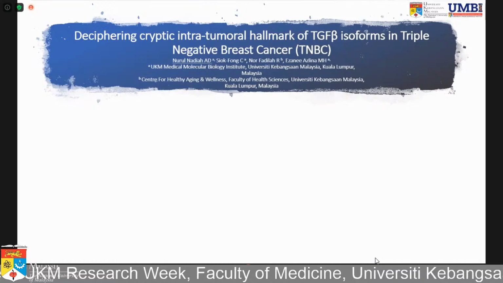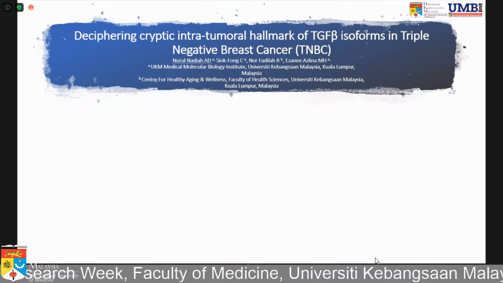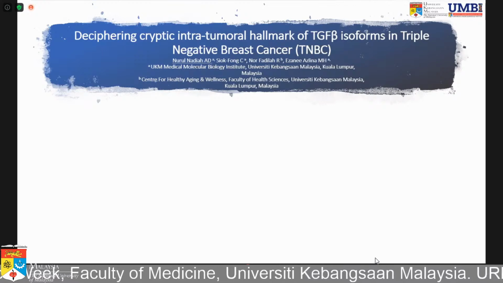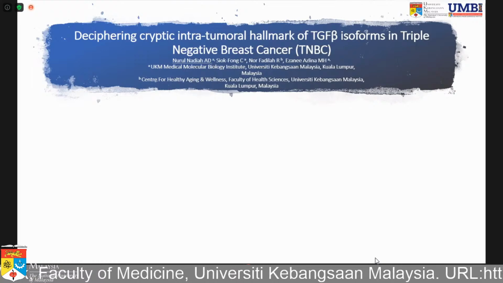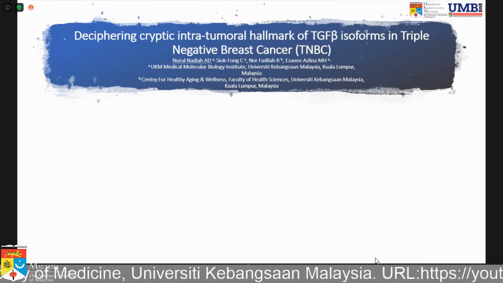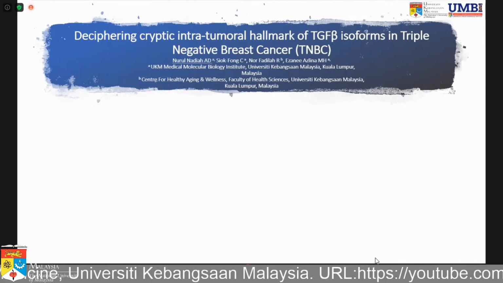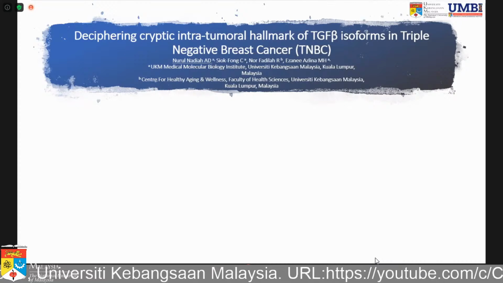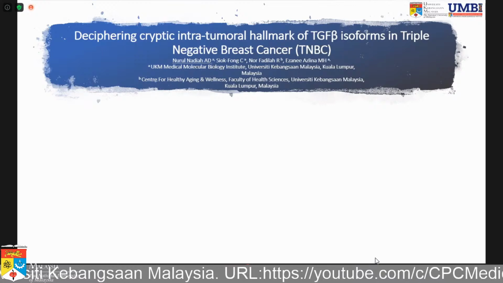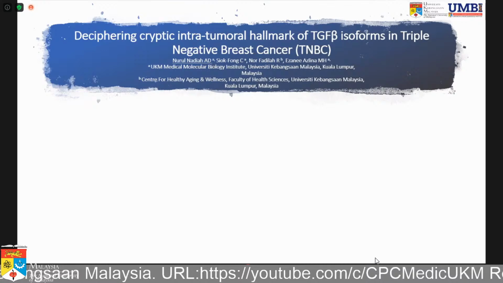From what I read, the metastasized sites of TNBC are the bone and the lungs. So most probably the cells migrate and invade to those areas. That's what we want to check: how these TGF-beta isoforms may have different biological mechanisms. We want to see the differences between the isoforms, and how they affect the cells and contribute to the formation of cancer and later metastasis.